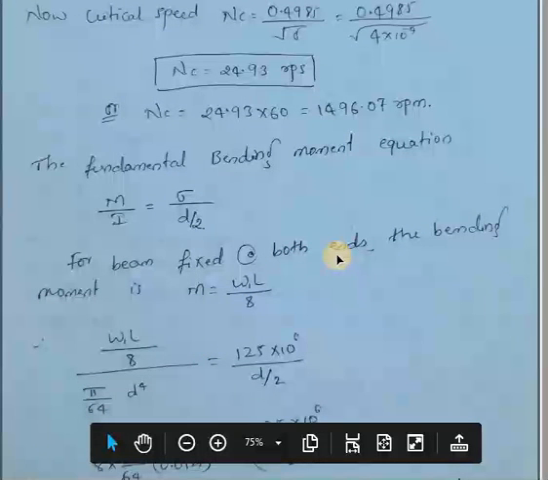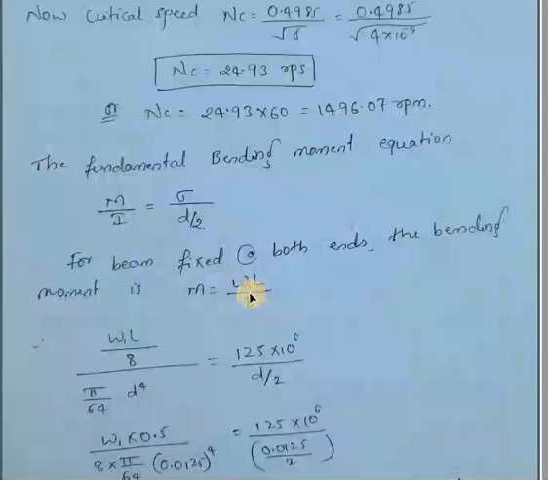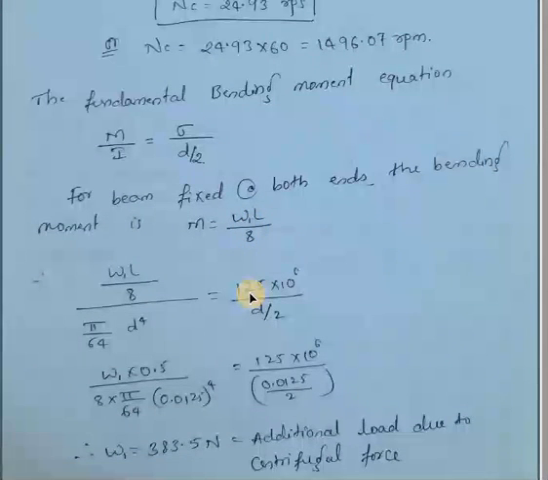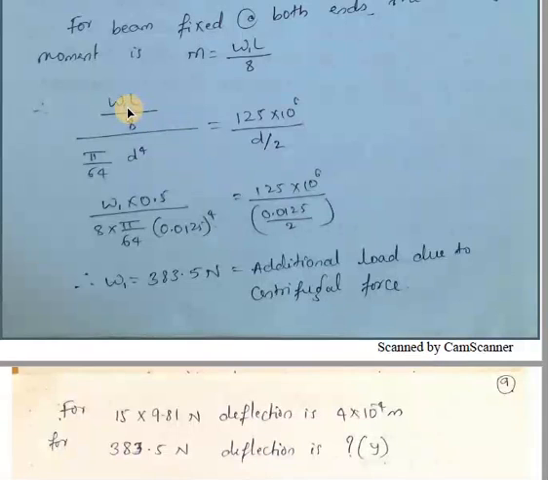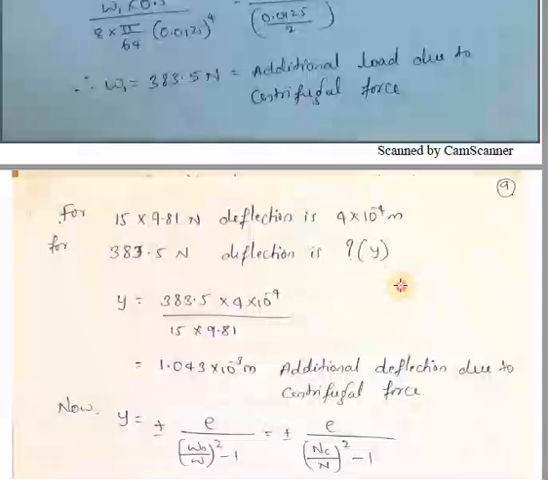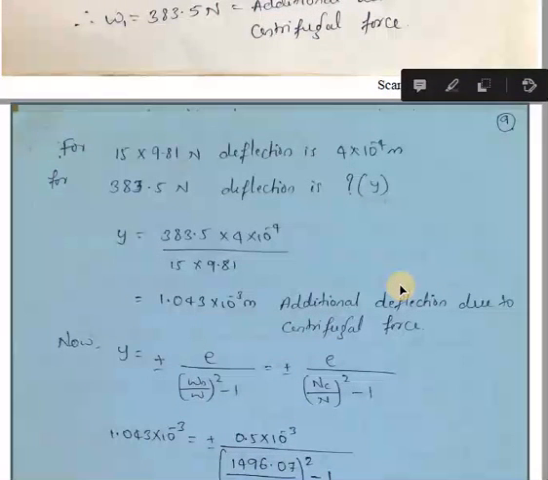For a beam fixed at both ends, the maximum bending moment is given by W1L by 8. So now substitute in place of M as W1L by 8. The only unknown in this equation is W1. So we will get this W1 as 383.5 Newton, the additional load due to the centrifugal force. Now for 15 into 9.81 Newton, the deflection is 4 into 10 raised to minus 4 meter. For this much load, that is 383.5 Newton, what is the deflection he has asked.